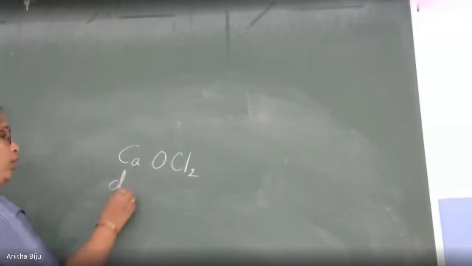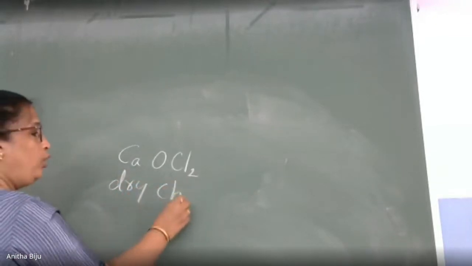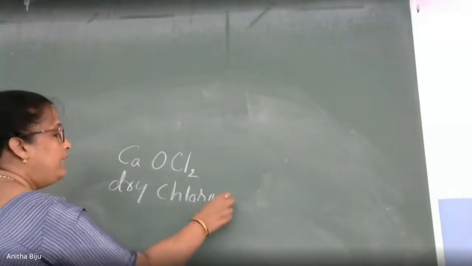CaOCl2. Got it? So directly we will discuss the manufacture of bleaching powder. Bleaching powder is manufactured by passing dry chlorine through dry slaked lime. Passing dry chlorine, all are important. Dry chlorine. This word is important, dry.